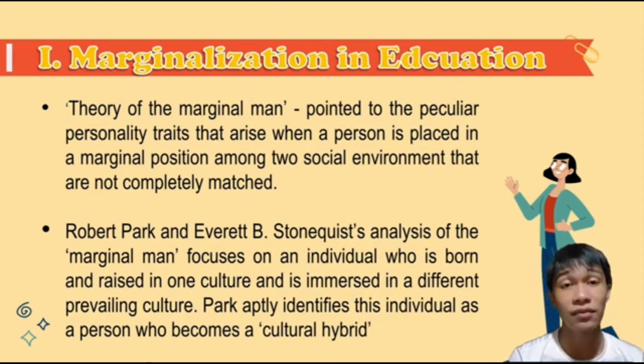According to the analysis of Robert Park and Everett B. Stonequist, the marginal man is an individual who is born and raised in one culture and is being immersed in another persisting culture. So basically, this means that the individual or the marginal man is in a situation where he has to connect and interact with a different culture because of reasons such as schooling, immigration, etc. Because of the situation, Park even calls this individual a cultural hybrid.